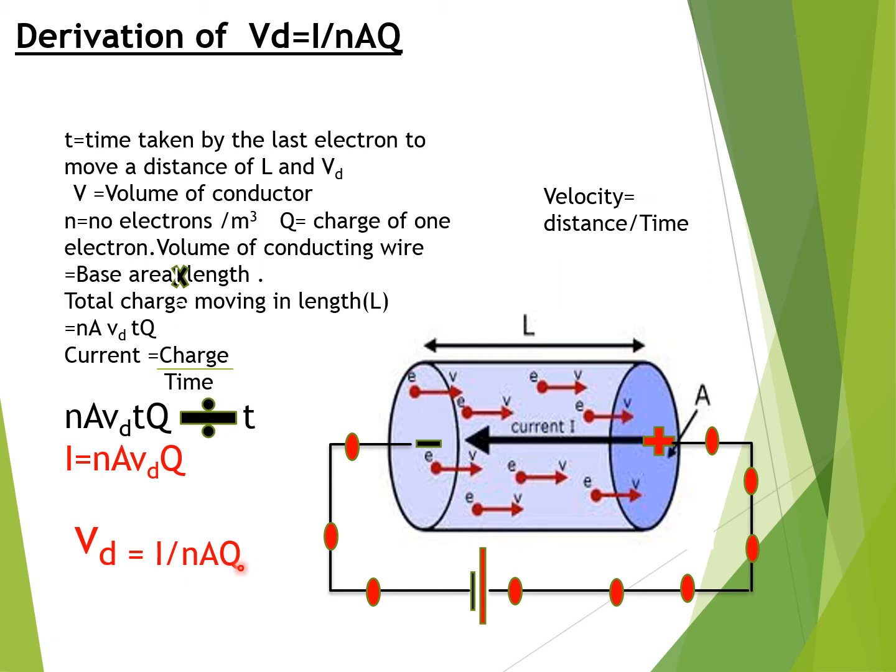So this is the equation of drift velocity of an electron moving under the influence of a uniform electric field, which is created due to the application of potential difference across the two ends of the conductor.